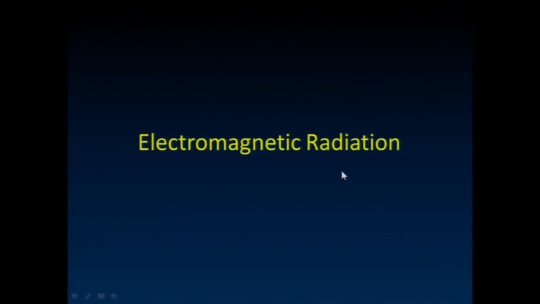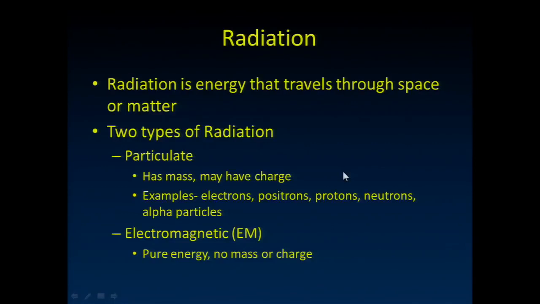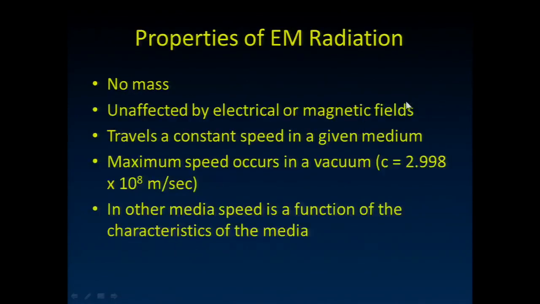Okay, good. All right, so let's start talking about electromagnetic radiation here. Radiation is energy that travels through space and matter. There's two types. Particulate, so that's stuff that has mass. It may have charge. Remember, the neutron doesn't have any charge, but the positron and the alpha particle have charge. The electron fits in that class as well. And then electromagnetic radiation, the pure energy, has no mass or charge.